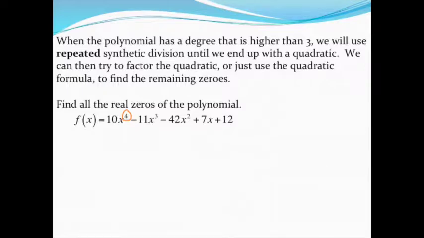And so let's start out with the rational roots theorem. We need to make a list of our possible rational zeros. So take the factors of 12, which are, of course, 1, 2, 3, 4, 6, and 12. All those numbers can be divided into 12. And divide that by the factors of your leading coefficient, which is 10. Factors of 10 are going to be 1, 2, 5, and 10.